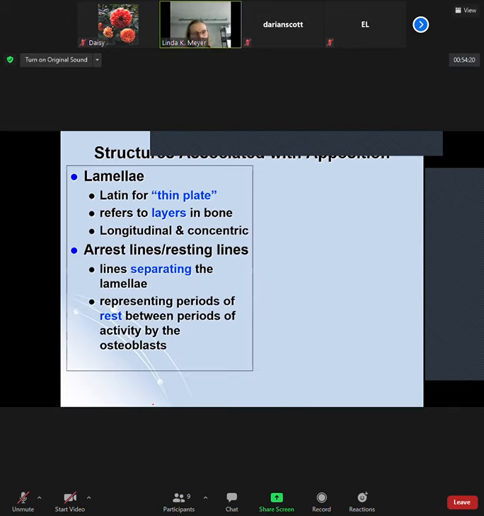And what they represent are periods of rest between periods of activity by the osteoblasts. So those osteoblasts are builders. They build so much during a day, and then let's just say they rest at night.